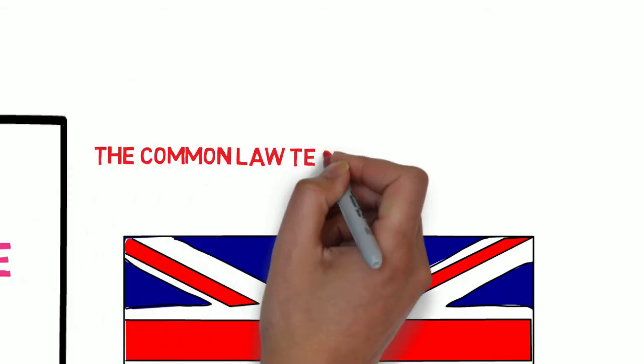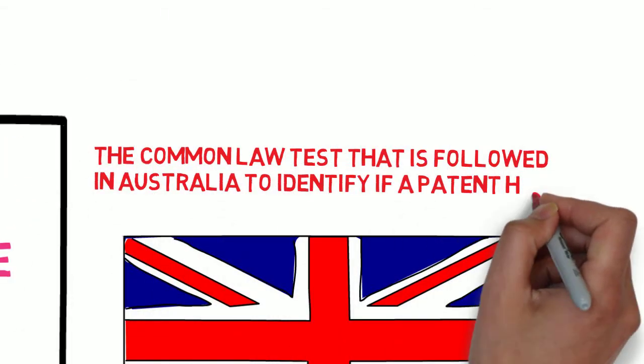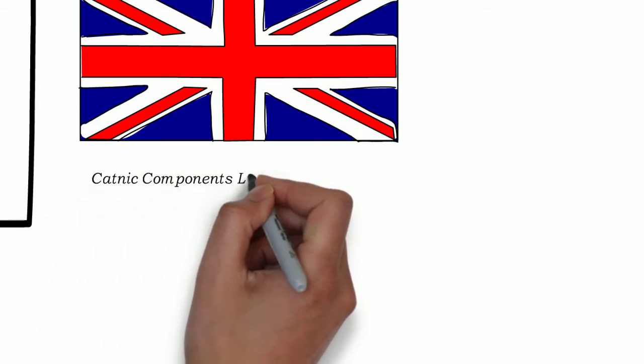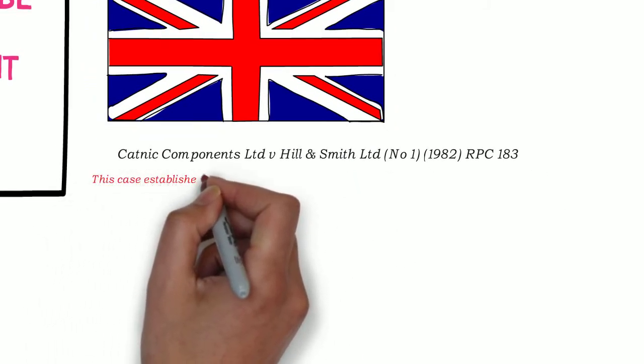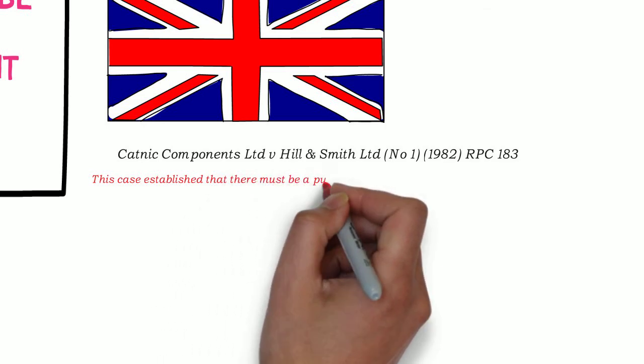The common law test that is followed in Australia to identify if a patent has been infringed is from England. It is the case of Catnic components. Catnic established that there must be a purposive approach to a patent specification.